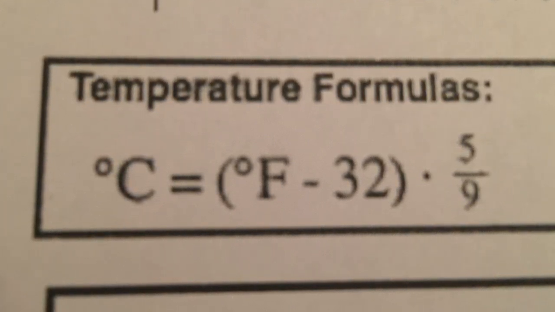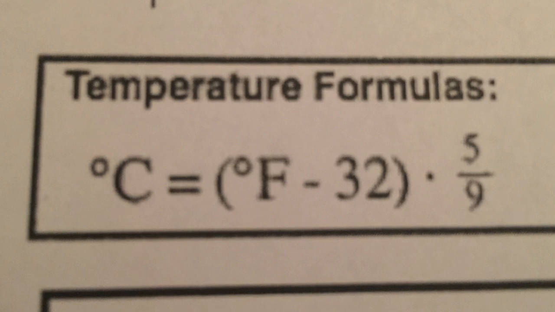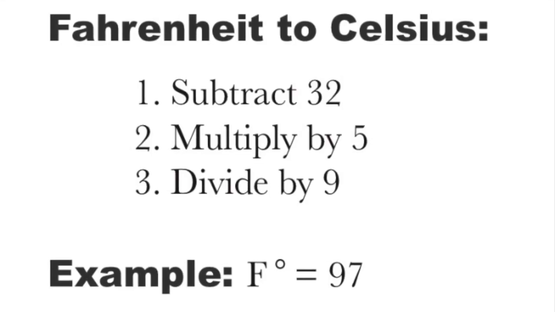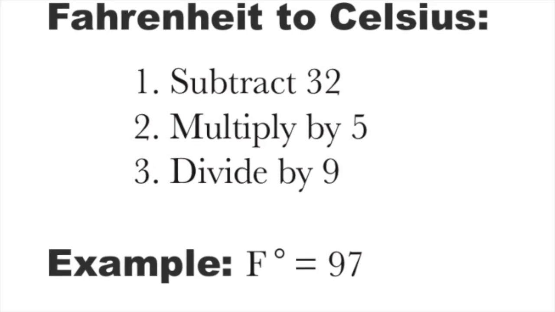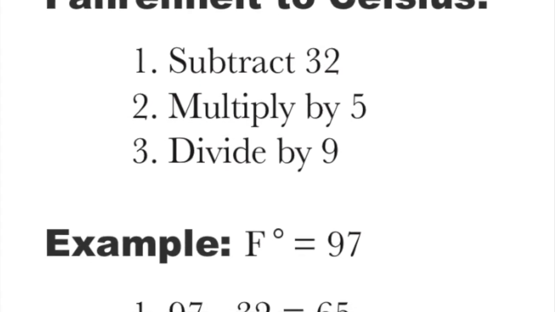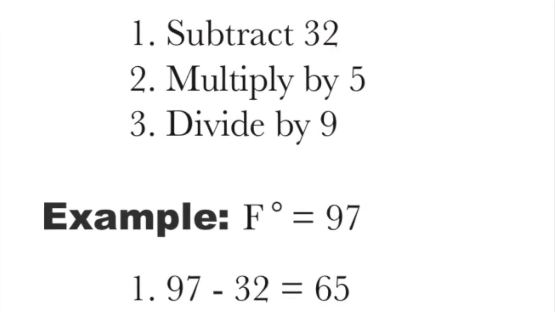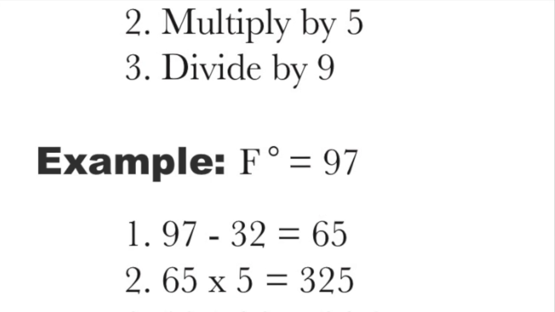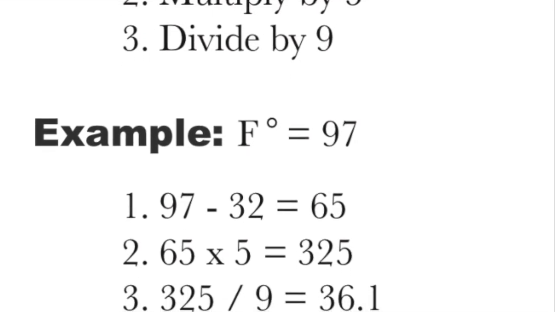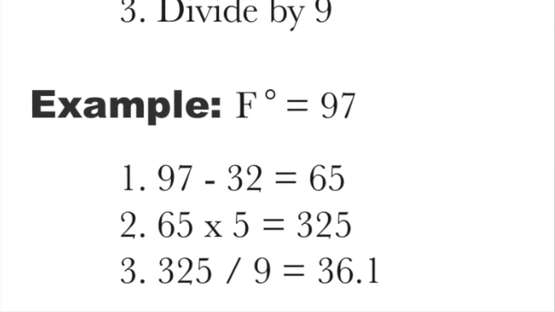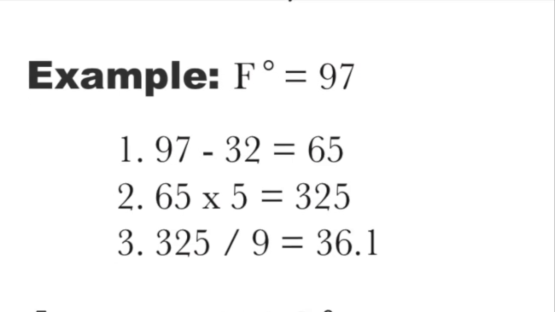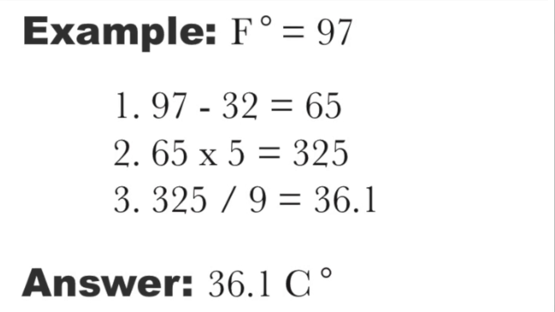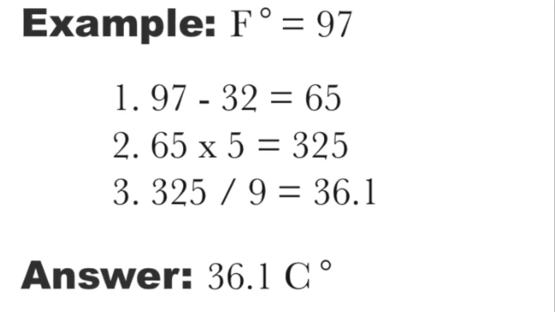To find a temperature in degrees Celsius, starting with a degree Fahrenheit, you would subtract 32, multiply by 5, and divide by 9. As you can see in this example, 97 minus 32 is 65. 65 times 5 would be 325, and 325 divided by 9 would give us 36.1. So 97 degrees Fahrenheit would convert to 36.1 degrees Celsius.